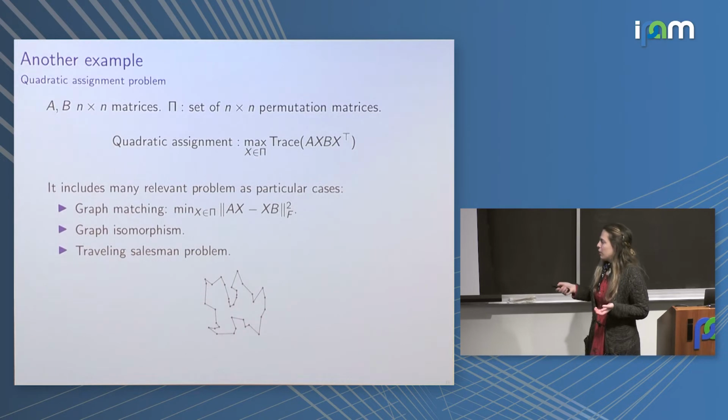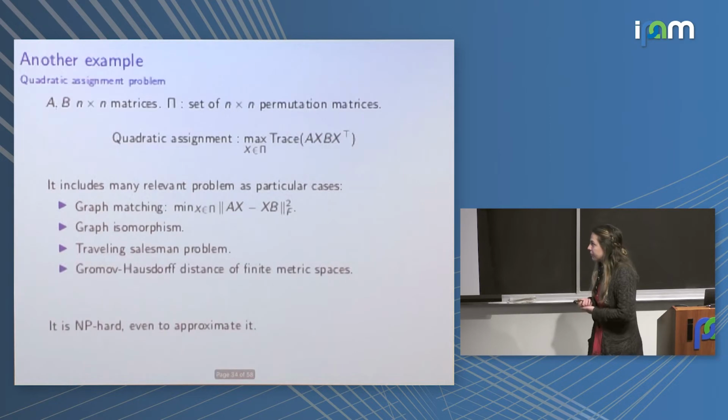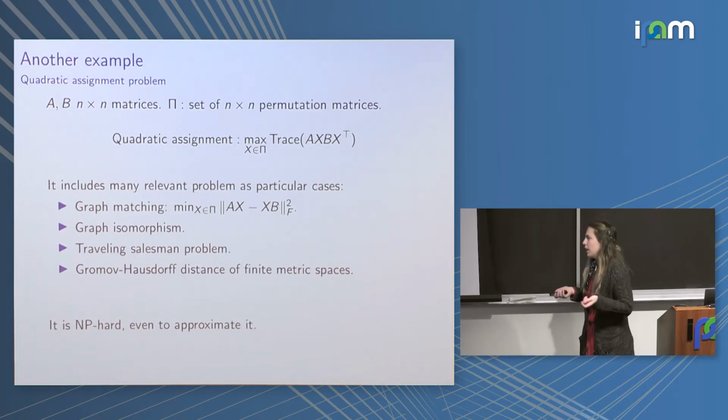And also, you can think of the traveling salesman problem as a particular case of graph matching, because you want to match a graph that is a cycle with the graph that has the pairwise distances between all the points. Right? And you want to find the minimum discrepancy between these two graphs. And also, you can use that for measuring distances between metric spaces. And this problem is very hard.